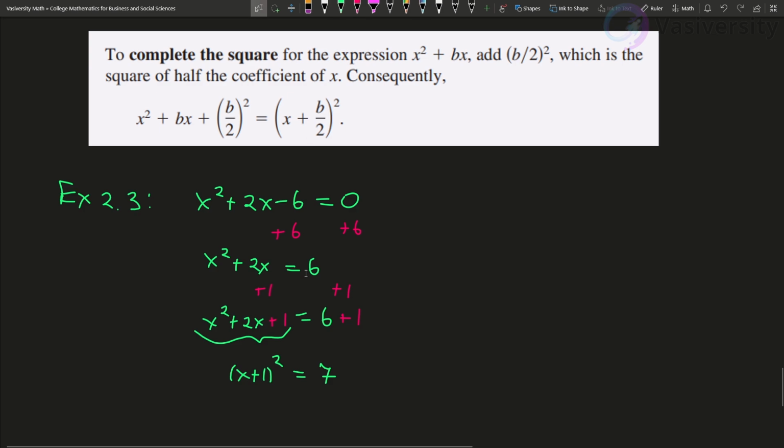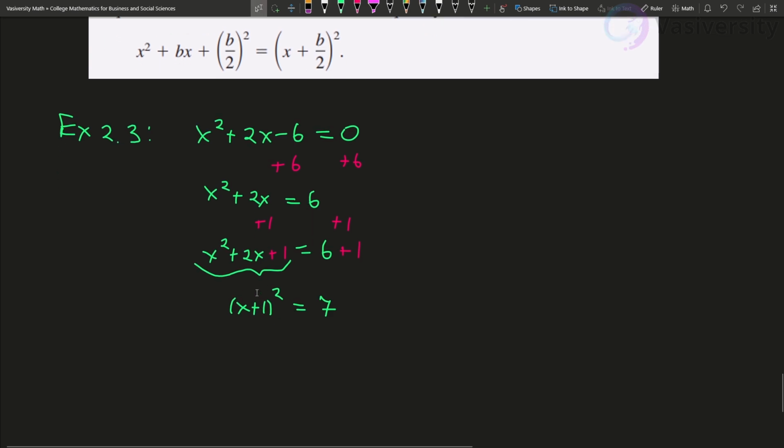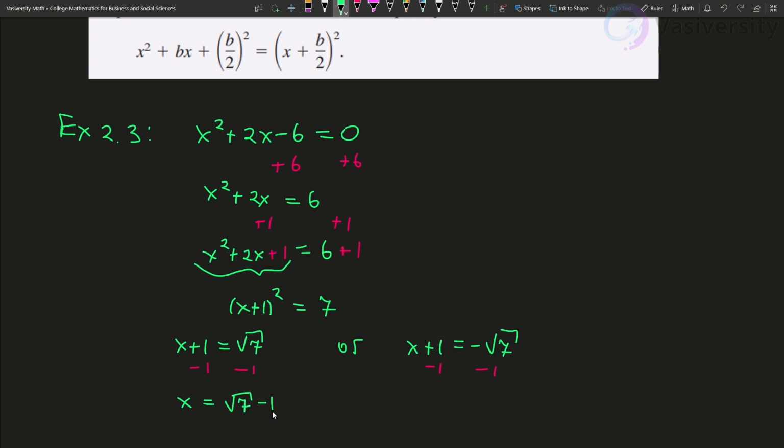And now from the previous problem, we know that those kinds of equations have two solutions. It's either x + 1 = √7, or x + 1 = −√7. So we will have two solutions. We subtract 1 from both sides, and we subtract 1 from both sides over here as well. So x1 is going to be √7 − 1, and x2 is going to be −1 − √7. Either of these are solutions to equation 2.3.